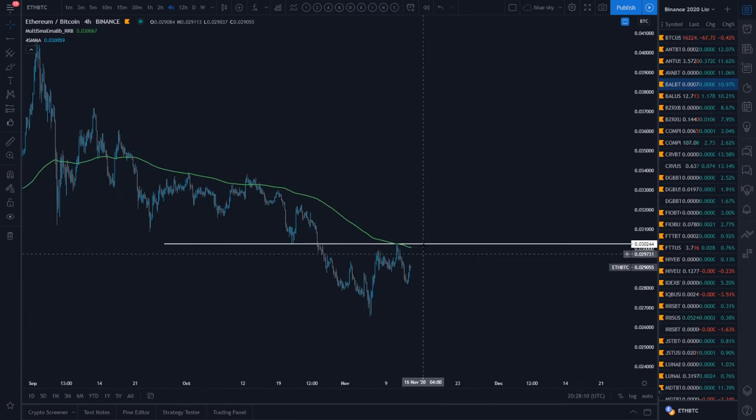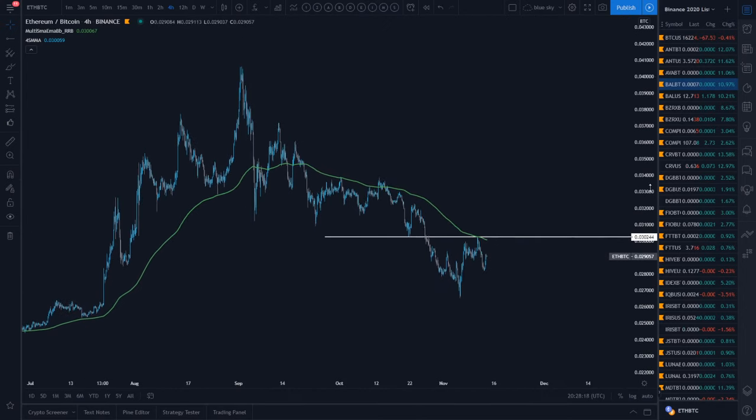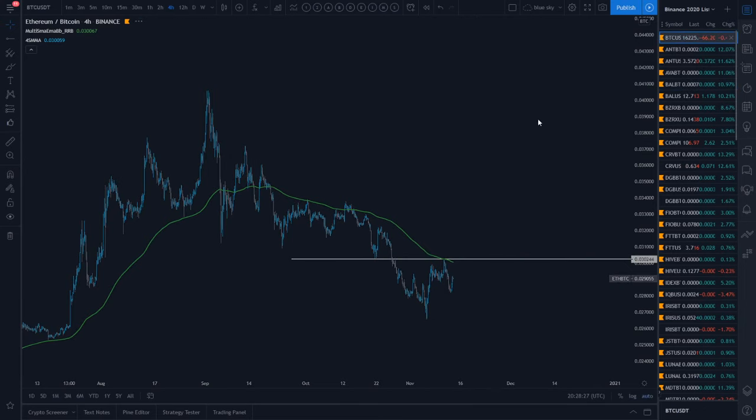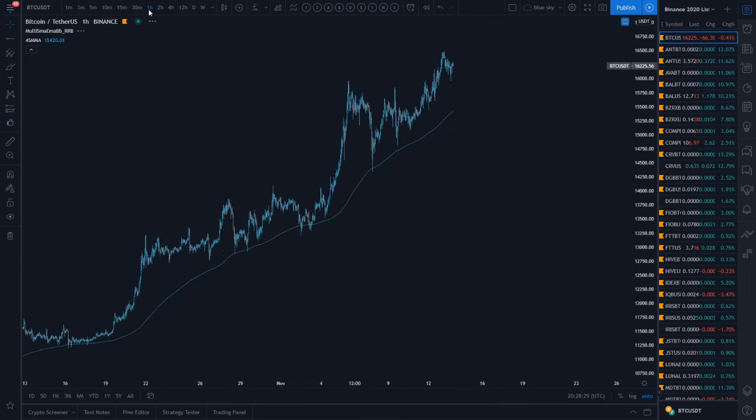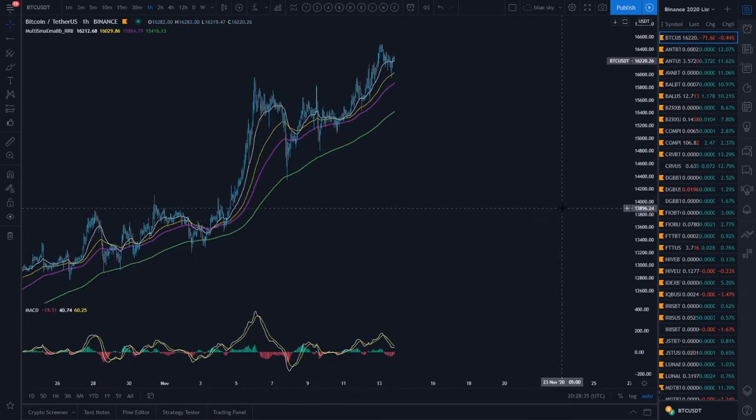It looks very interesting. It will probably chop a bit more. I don't expect it to break out here immediately, but it will be interesting. As long as it goes sideways, altcoins should also perform good. And maybe we can look at Bitcoin and EMAs on Bitcoin. Can you use EMAs on Bitcoin?